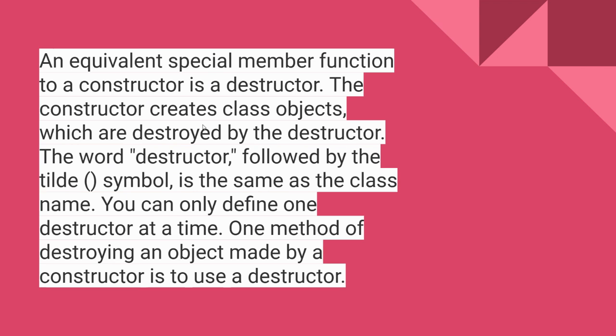The destructor name is the same as the class name. You can only define one destructor at a time. One method of destroying an object made by a constructor is to use a destructor. What is the main functionality of a destructor? It is one method of destroying an object made by a constructor. Whenever the object is created, the constructor is invoked. To destroy that object, you can use a destructor.